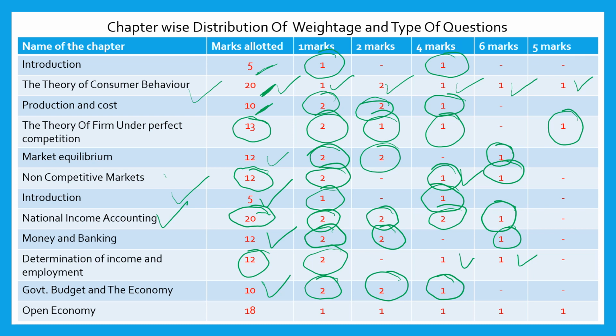Then come to open economy. For open economy, they allotted 18 marks. From this chapter, from each section you can expect 1 question: 1 mark 1 question, 2 mark 1 question, 4 mark 1 question, 6 marks 1 question, and 1 practical oriented.